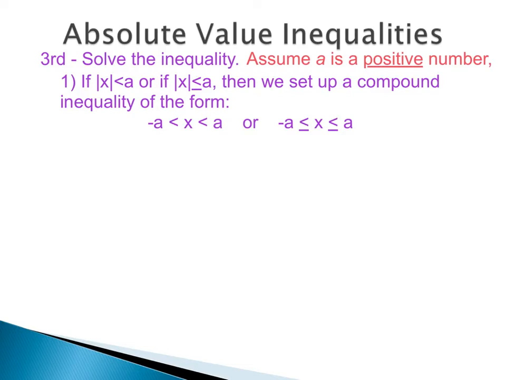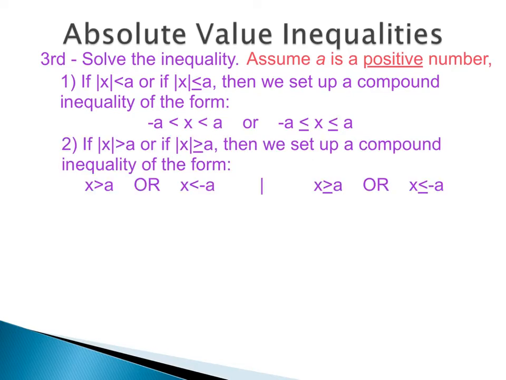If the absolute value of x is greater than a, or greater than or equal to a, then we set up a compound inequality of the form x is greater than a, or x is less than negative a. Essentially, you're going to be making 2 separate inequalities. So in this case right now, we have the absolute value of 3x minus 1 is less than 23. So since we have a less than, that means we're going to set up one long compound inequality of the form negative a is less than x, which is less than a. Well, that a is just our number.